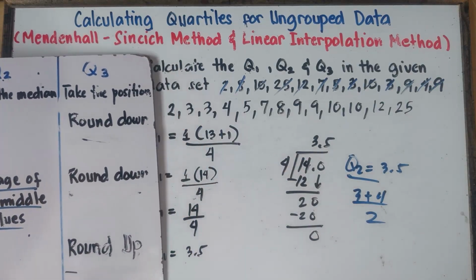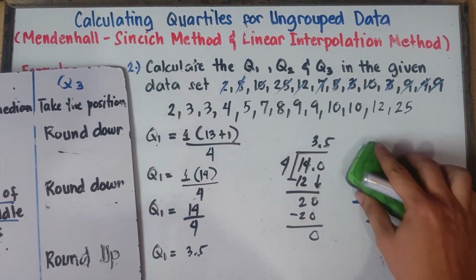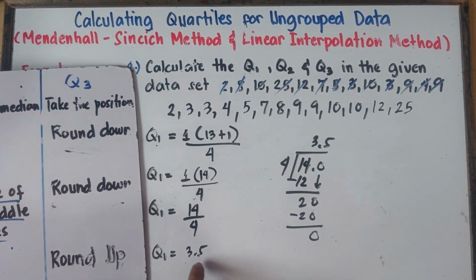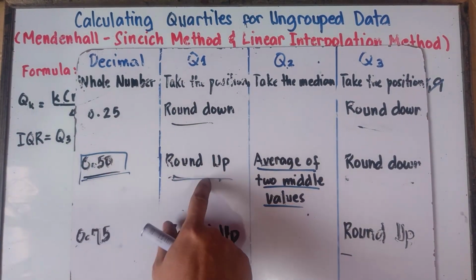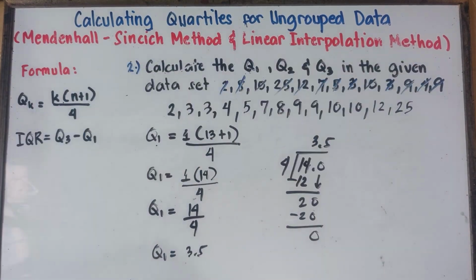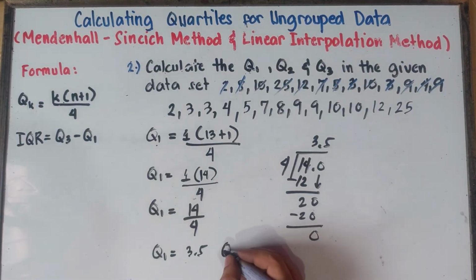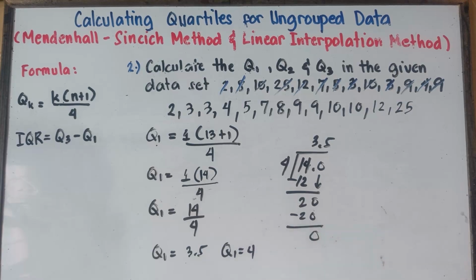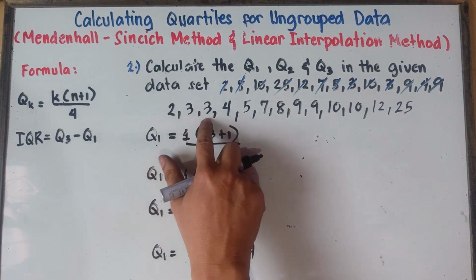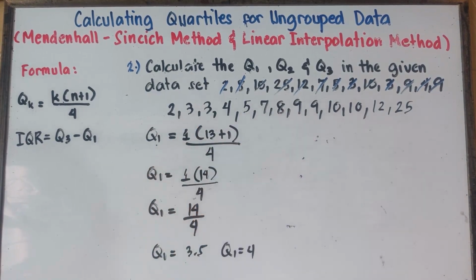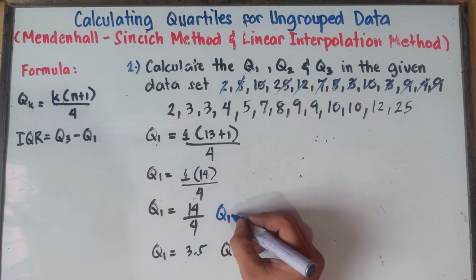But since we're looking for quartile 1, and the answer is 3.5, once again for quartile 1, if it's 0.5, round up. So therefore, this will be 4. Quartile 1 would be the fourth position. What would be the fourth position, class? First, second, third, and then fourth. This one right here. So quartile 1 is equal to 4.